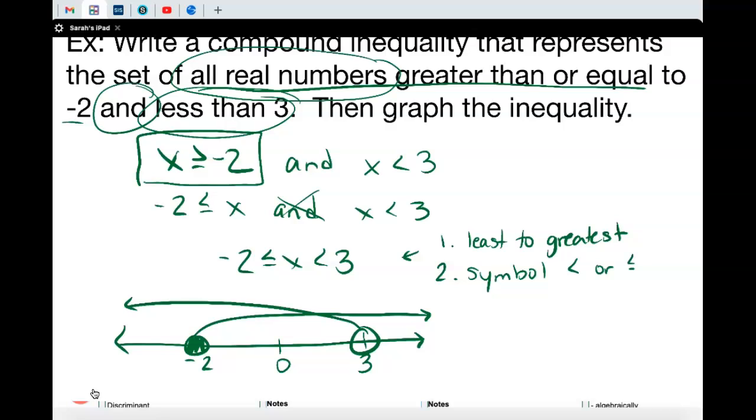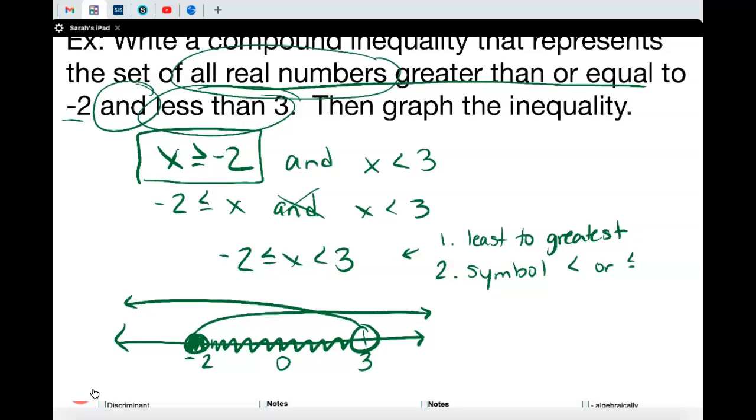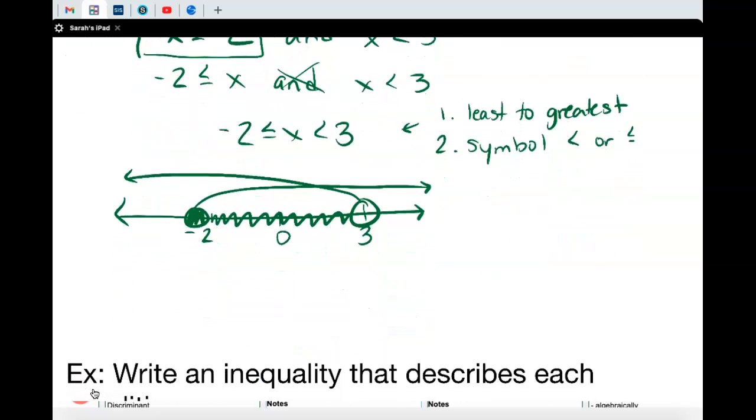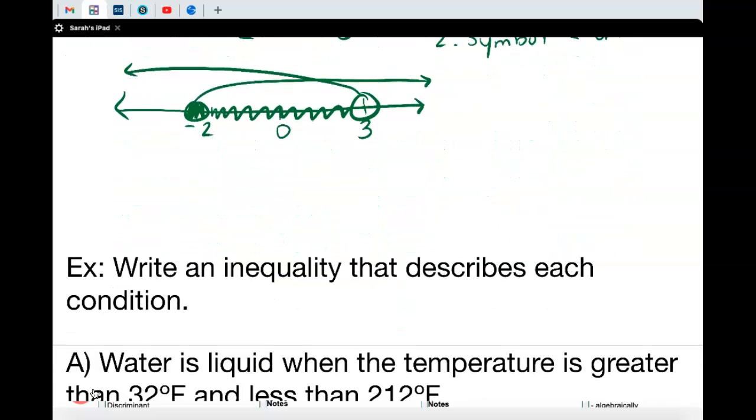It has to satisfy both inequalities, so I have to figure out where the shaded region is overlapping. I want to say in this class, 90% of the time we're shading in the middle, because that's where my inequalities overlap each other. Okay. Moving on.